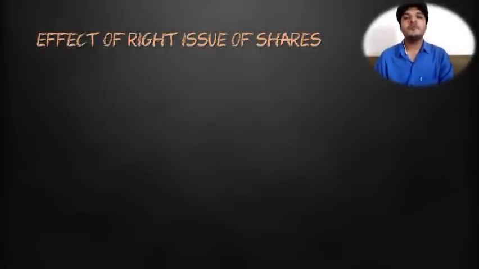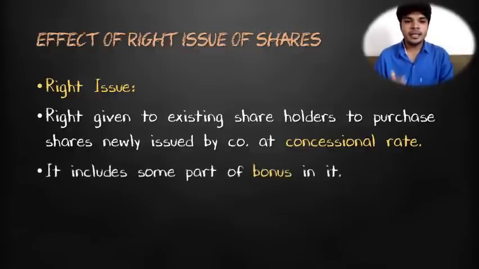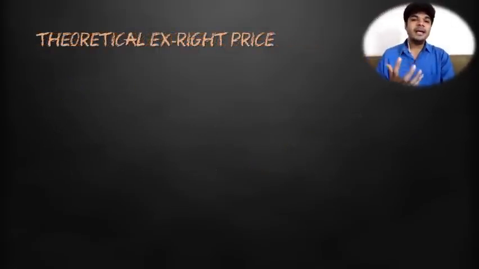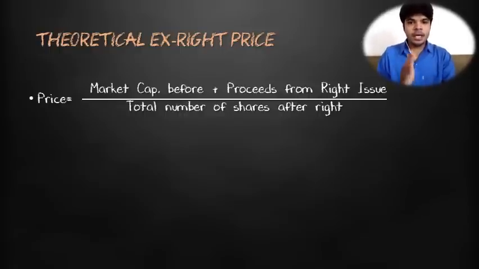Effect of right issue of shares. What is a right issue? A right is given to existing shareholders to purchase shares newly issued by the company at a concessional rate. Now it includes some part of bonus in it. Theoretical ex-right price. Now this is a very necessary computation for restated EPS. So what is the formula for that? Theoretical ex-right price of a share is equal to market capitalization before the right issue plus proceeds from right issue divided by total number of shares after right issue.